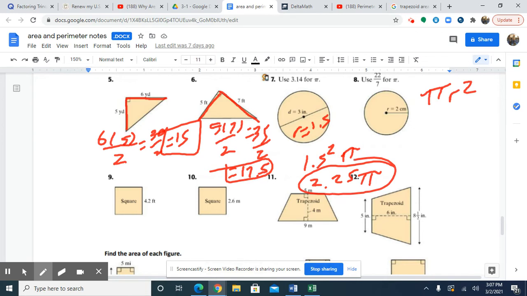Then in the next one, we have the radius of 2. Then we have 2 squared, which is 4. So 4 pi.